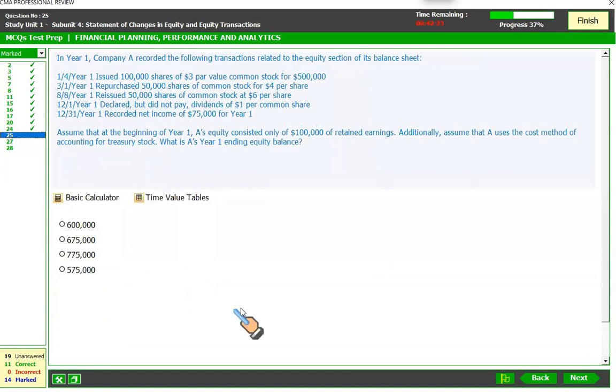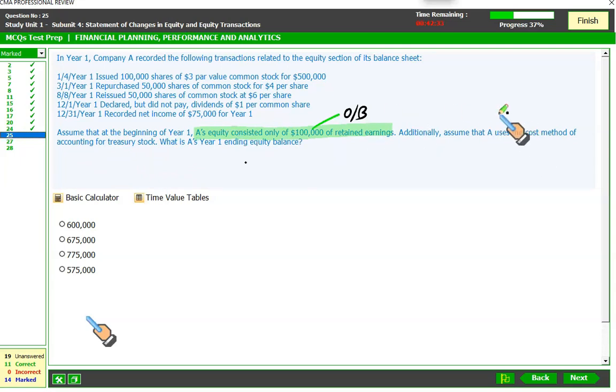Right? Next. Now, this is a good question. Again, a longer question, and you are required to read the requirements so you know exactly what you would be doing. Assume that at the beginning of the year, the company's equity consisted only of 100,000 of retained earning. This is just an assumption that your opening equity is just 100,000. In other words, this is the opening balance, right?